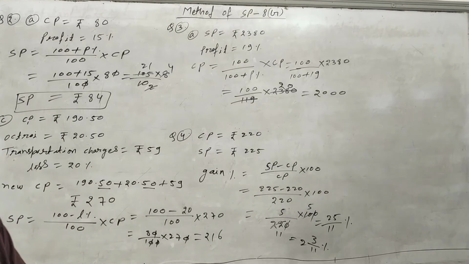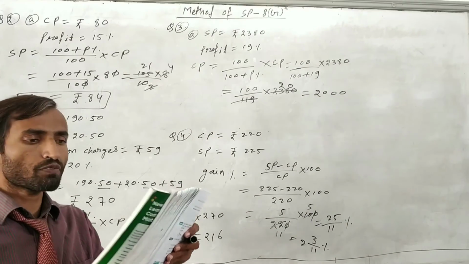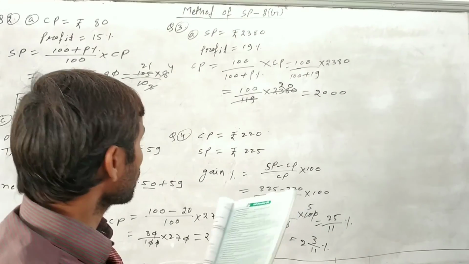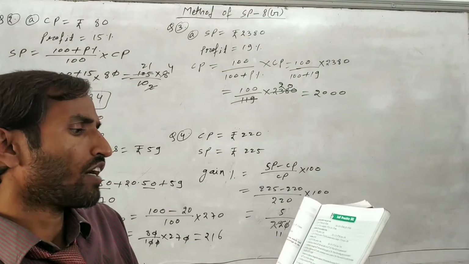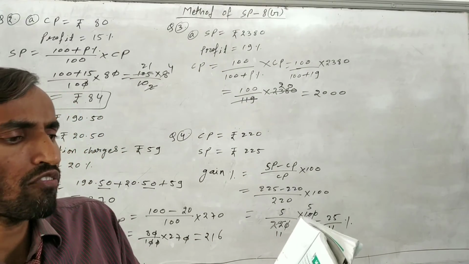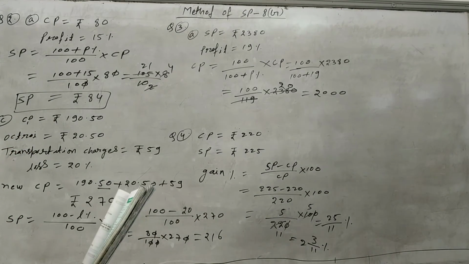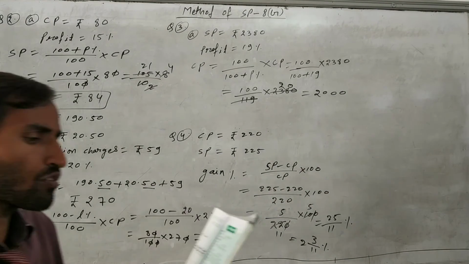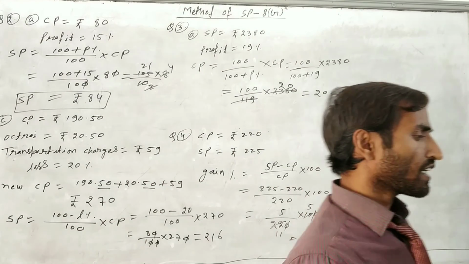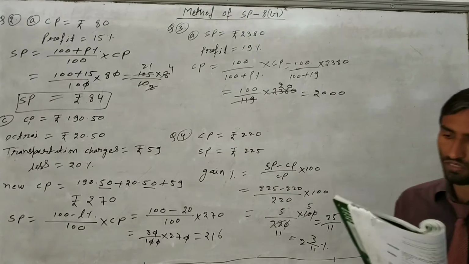Okay. Now question number 5, just try yourself. In question number 6, just read what is given in that. By selling a cell phone for 2400, a shopkeeper makes a profit of 25%. What will be the gain percentage if he sells it for this much rupees?